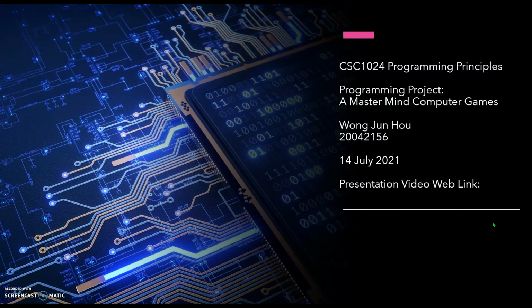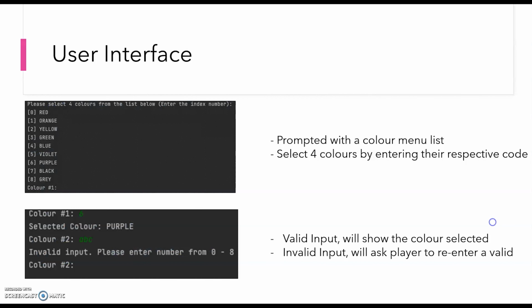Hi sir, today I'm going to present my programming project, a MasterMind computer game. User interface. Upon game start, the player will be prompted with a color menu list. Each color in the menu is tagged with a code. To proceed, the player needs to select a total of 4 colors by entering their respective codes.